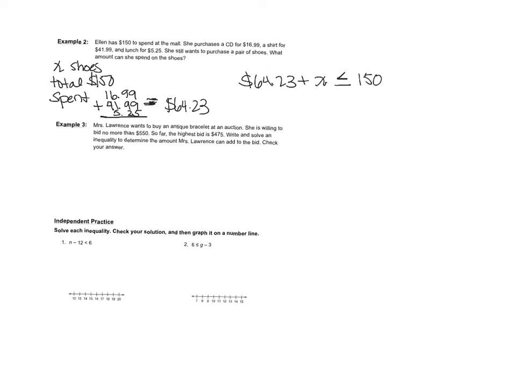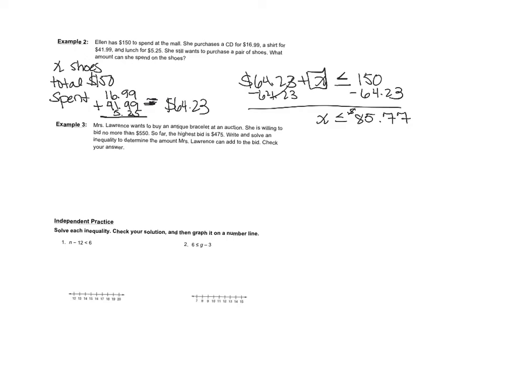Okay, and now we would solve. So we're solving for X. I can subtract $64.23 from both sides. And so X has to be less than or equal to $85.77 on shoes.